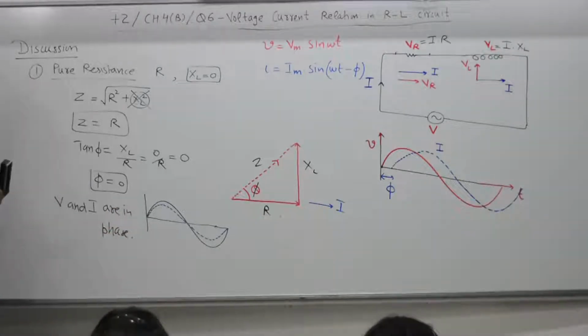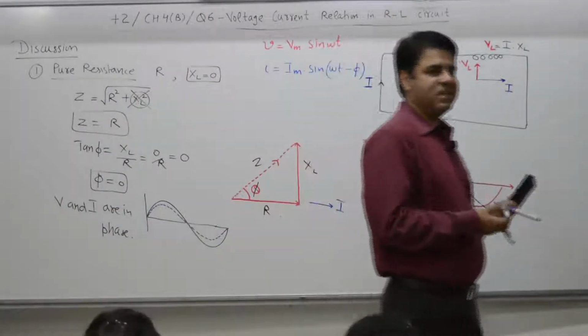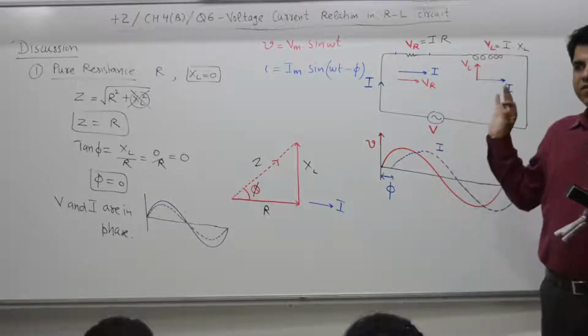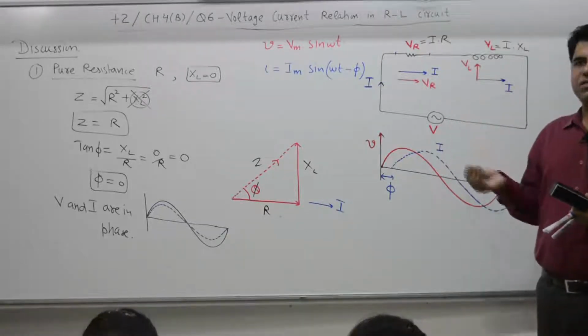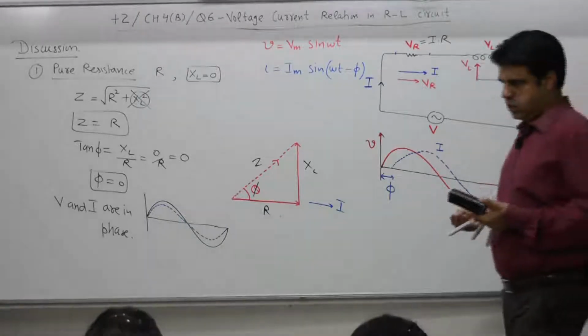Two minutes with you to write. It is what? Question number 3. That means if you know question number 6, and you put XL equal to 0, you are left with a pure resistance network. So that reduces to question number 3.